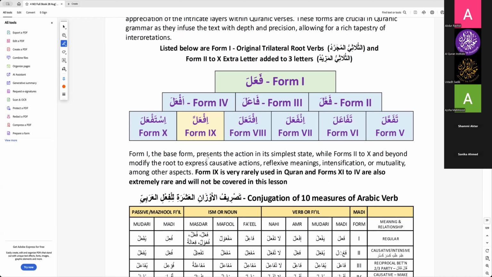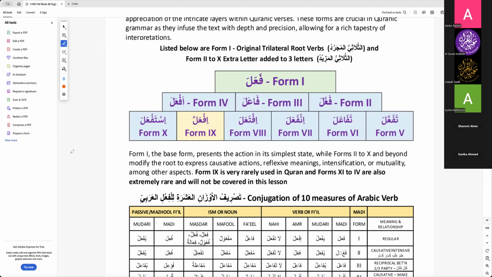Form 1, the base form, presents the action in its simplest state, while Form 2 to 10 and beyond modify the root to express causative actions, reflexive meanings, intensification, or mutuality, among other aspects. Form 11 is very rare, form 9 is very rare though used in Quran, and form 11 to 14 are also extremely rare, and will not be covered in these lessons, like I said before.